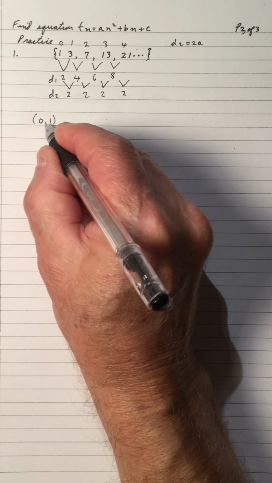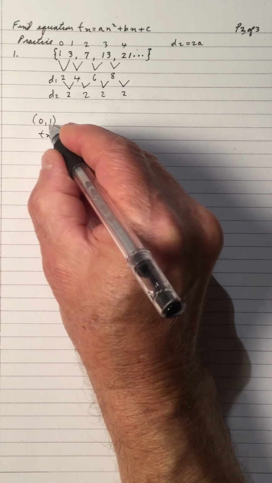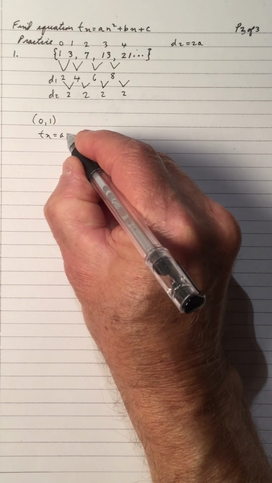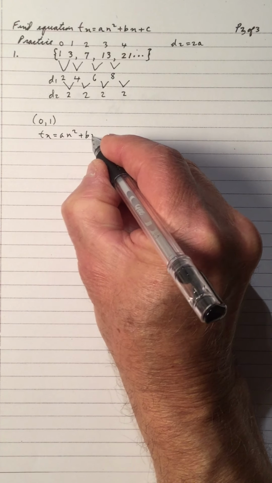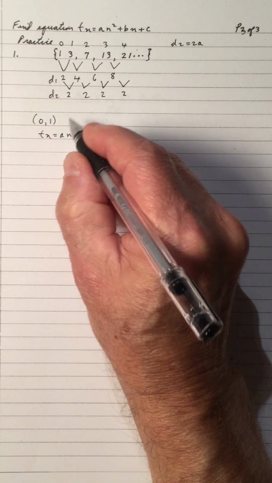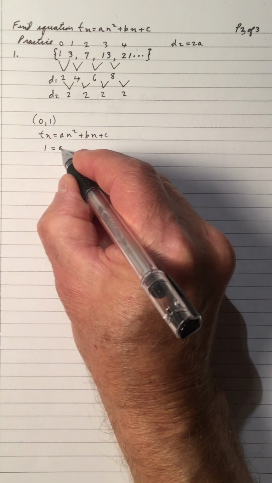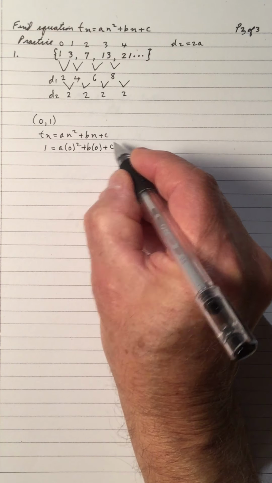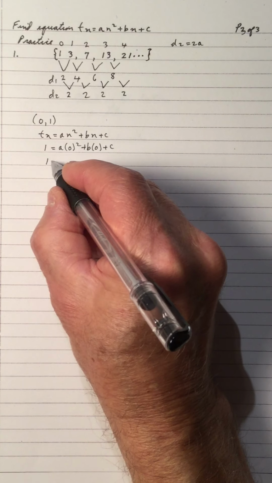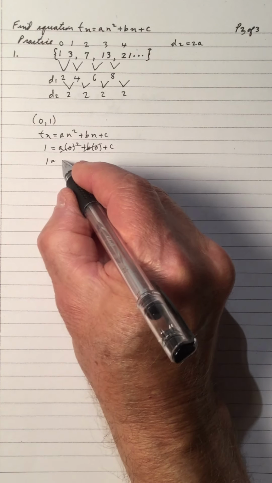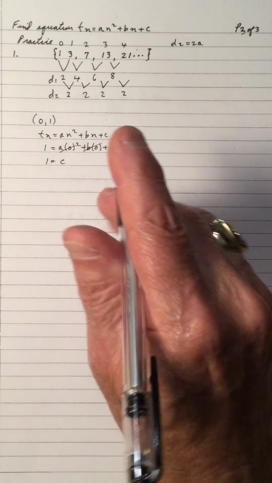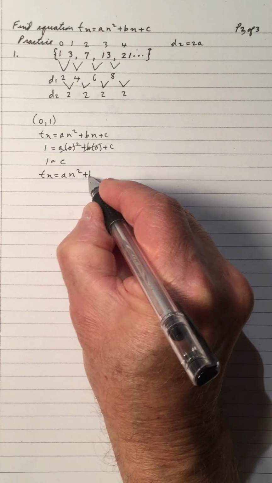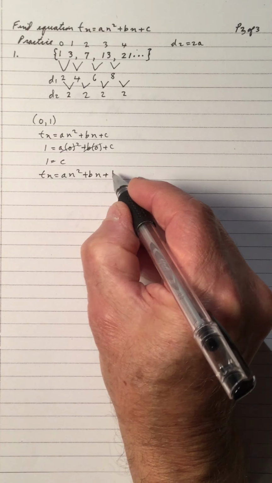So if you take this and plug it into this equation, remember, it's a little bit illegal, not right, but it works. And again, if you're going to think about it this way, it's a faster way to do it. n is 0, so that cancels out that 0. That gives you c is 1. And getting that c value, now you've got Tn equals an squared plus bn plus 1.